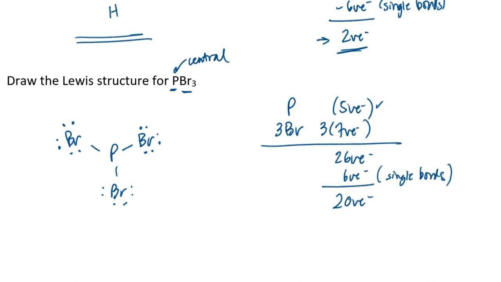Now, notice that I'm still short of where to put the remaining 2 valence electrons. I've just added 18 valence electrons. There are 2 valence electrons left over, and I don't have anywhere to put them on the outer atoms.